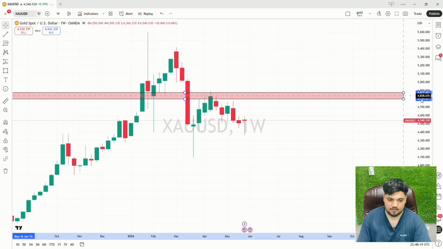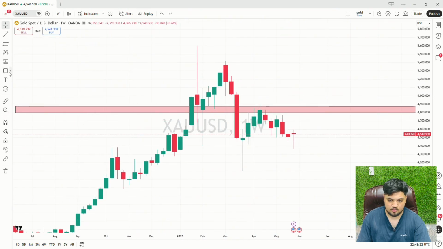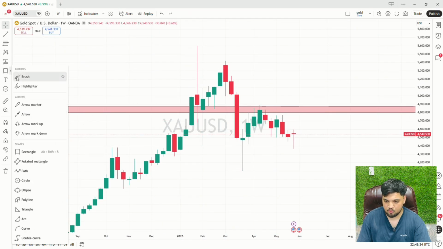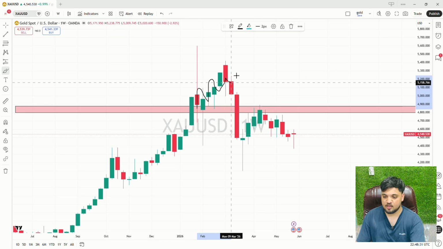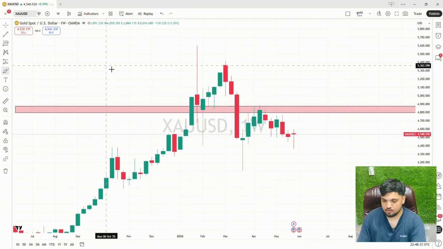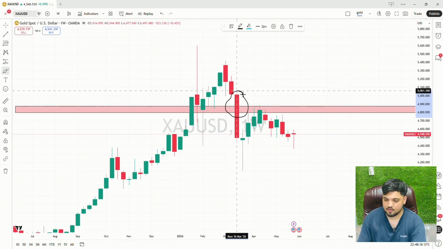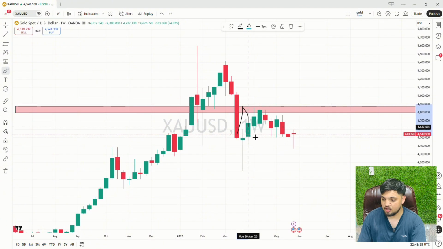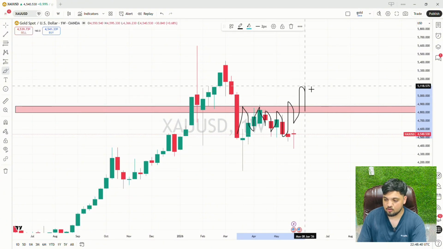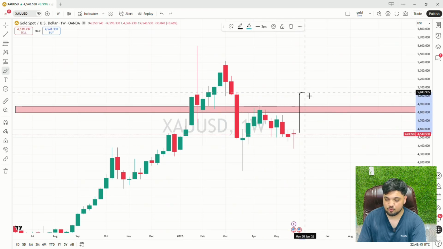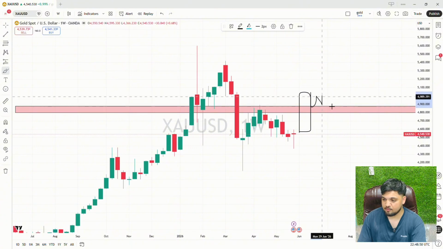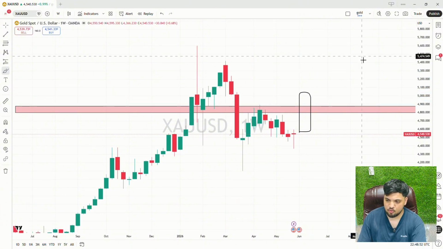First of all, as you can see, the first time gold rejected this red zone, it gave a very rapid move in the upside direction. Once again it broke out of this zone. After that, gold is not coming back towards this red zone, so we have confirmation of buying when gold gives a closing above this zone, and then it will retrace here for 2 or 3 days, then it will pump back.